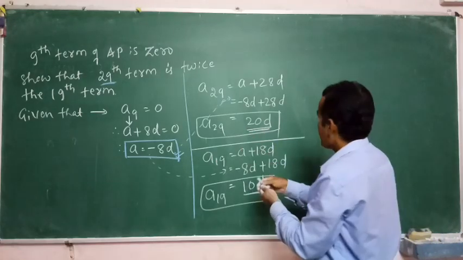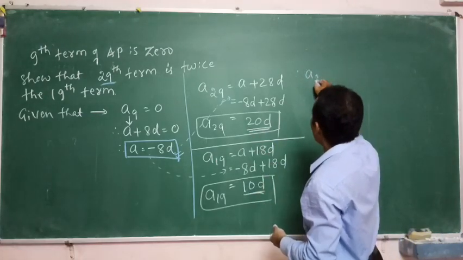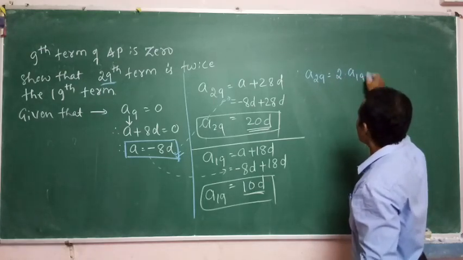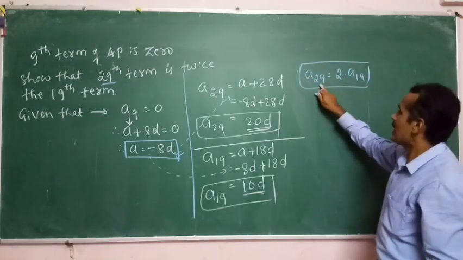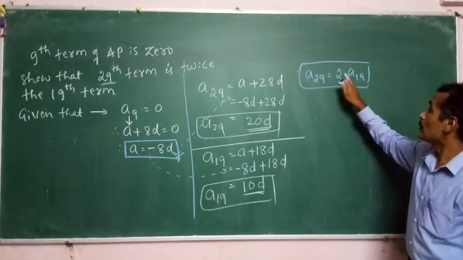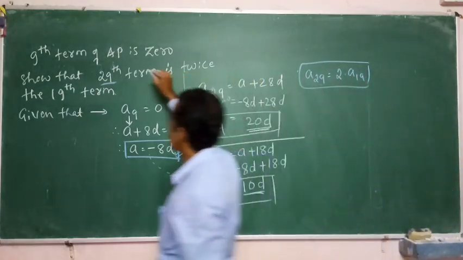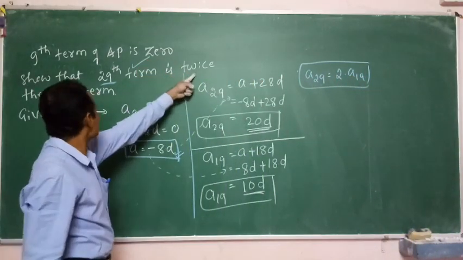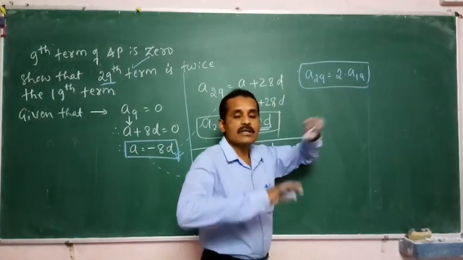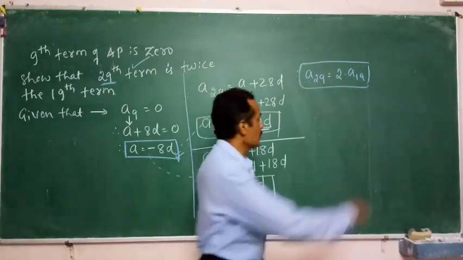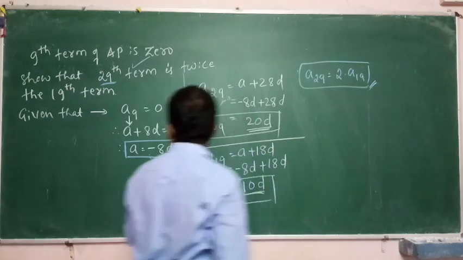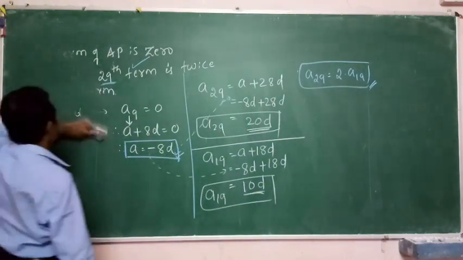So you can say, therefore, A29 is 2 times of A19. This is already double. Then A29 is equal to 2 into A19. That's what they ask you. So that 29th term is twice the 19th term. That is the end of the problem. Note it. Let me go for one more problem.